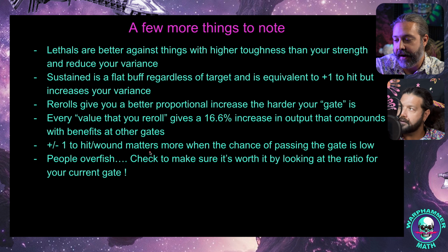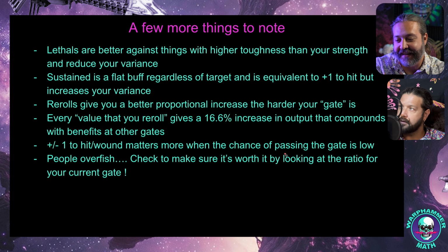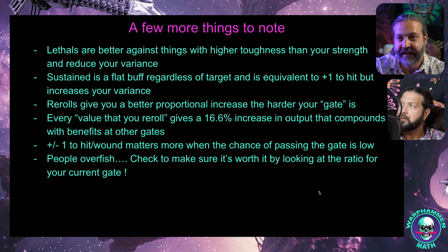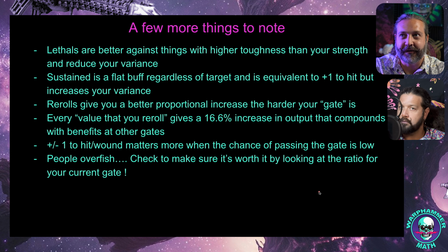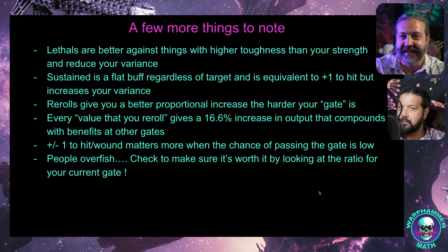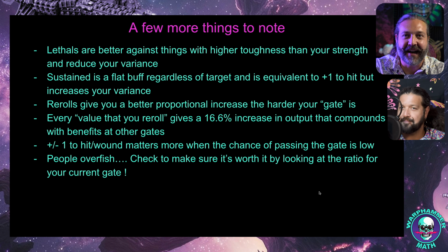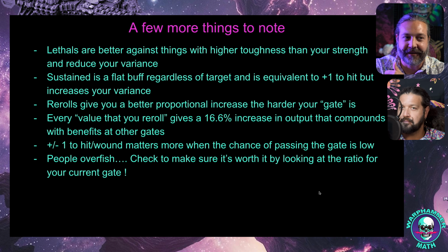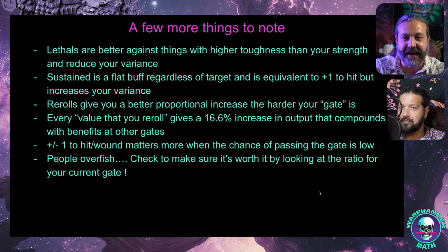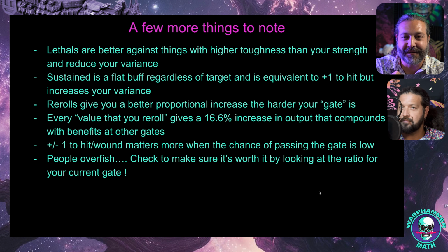Plus and minus 1 to hit matter way more when the chance of passing that gate is low. So, for instance, whenever I apply -1 to hit to your orcs, it super sucks because you go from hitting on 5s to hitting on 6s. Yes. But if I apply -1 to hit to a Space Marine, they go from 3 to 4, which is only a 25% decrease instead of a 50% decrease.